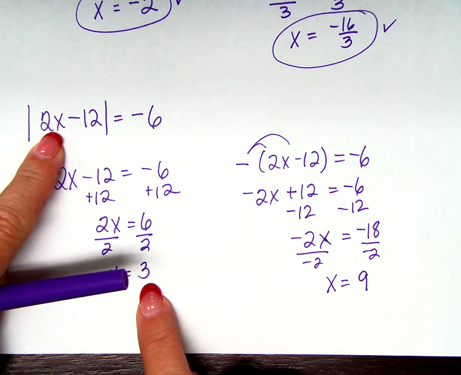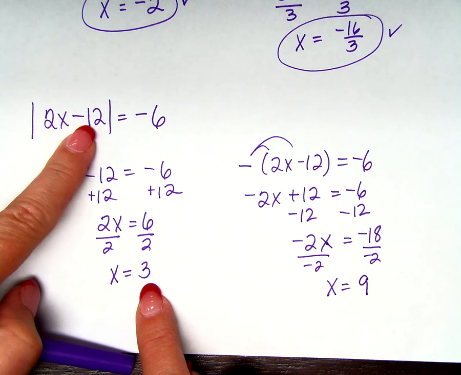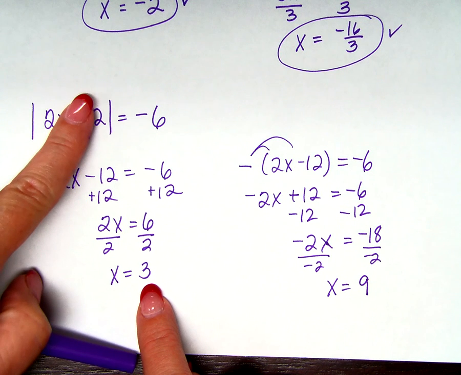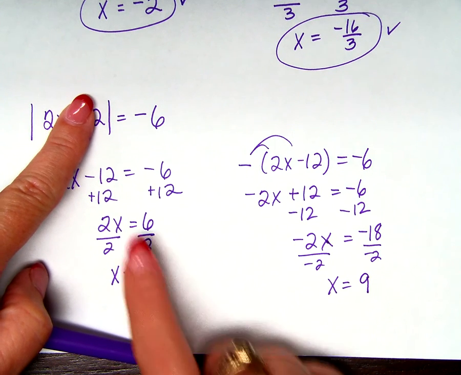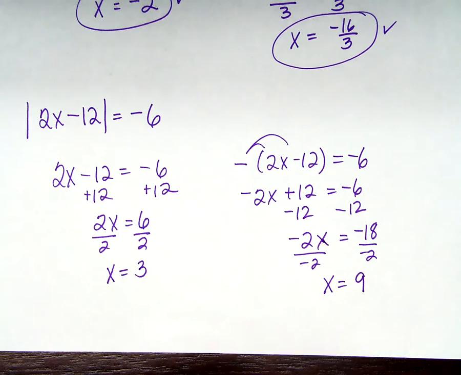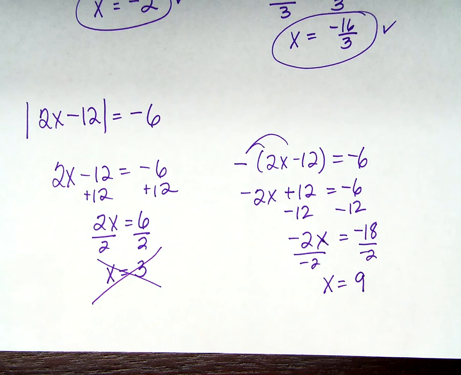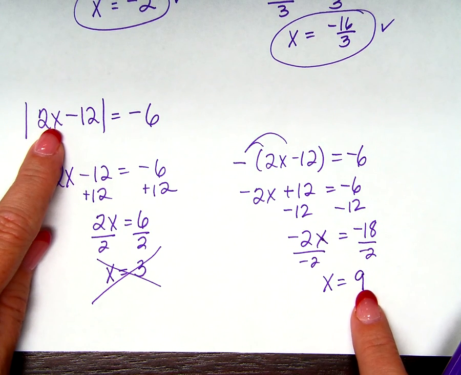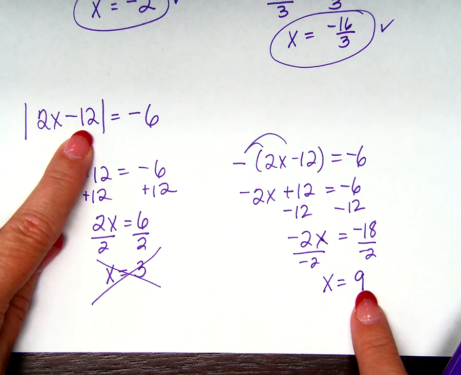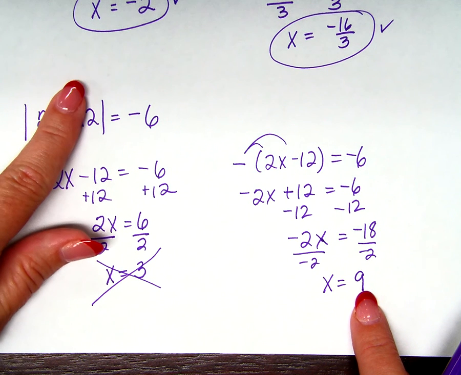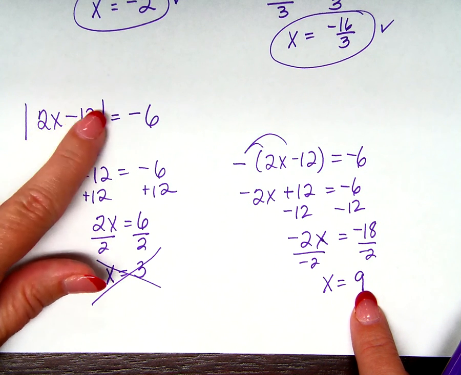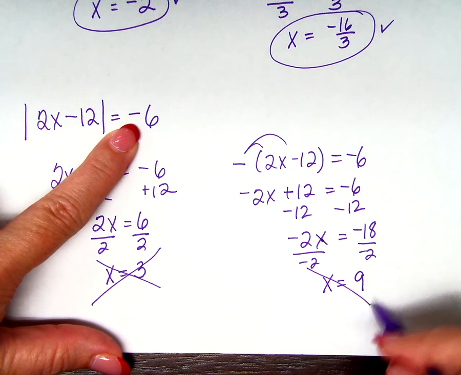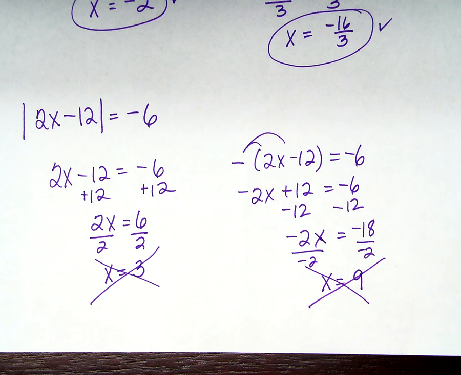2 times 3, 6 minus 12. Absolute value of negative 6. 6 equals negative 6? 2 times 9. 18 minus 12. Absolute value of 6. 6 equals negative 6? Did we do something wrong? We did do something wrong, right?